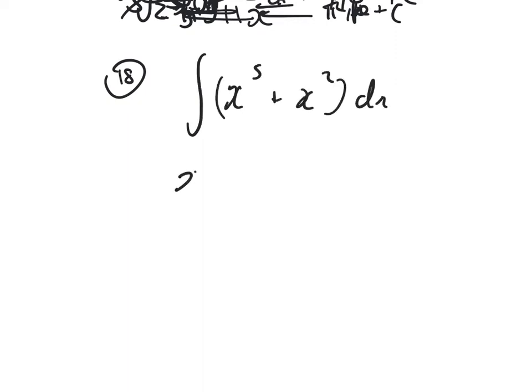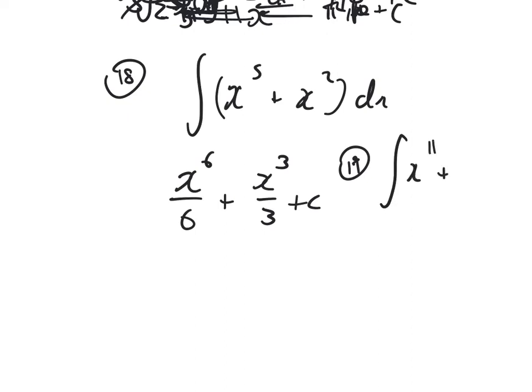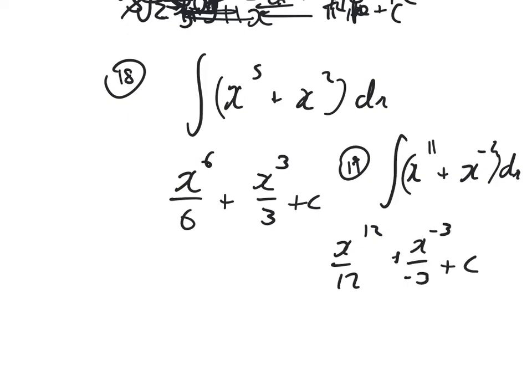Okay, example 18, let's integrate multiple terms. So we're going to integrate x to the 5 plus x squared. So we just integrate each in turn. That will be x to the 6 over 6 plus x cubed over 3 plus c. Example 19, and we're going to integrate x to the 11 plus x to the minus 4. Okay, so that will be x to the 12 over 12 plus x to the minus 3 over minus 3 plus c.